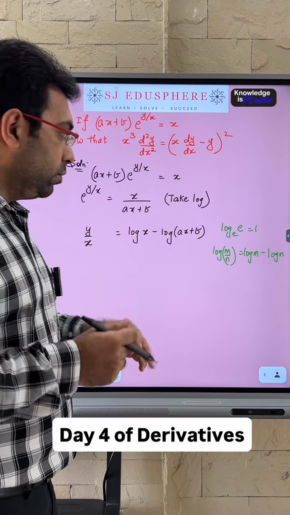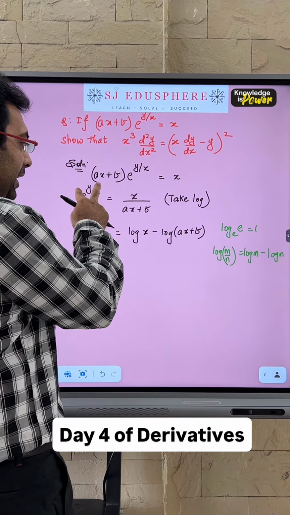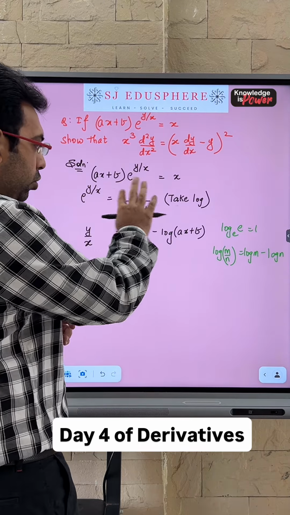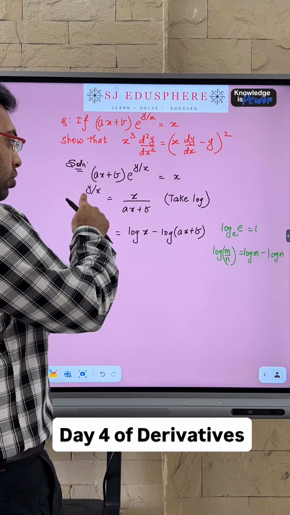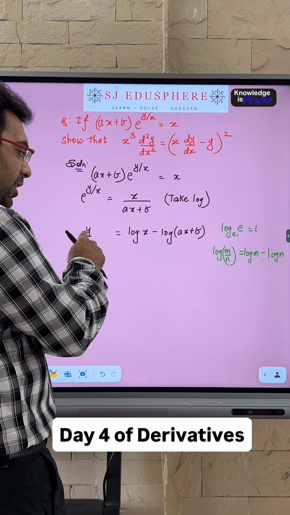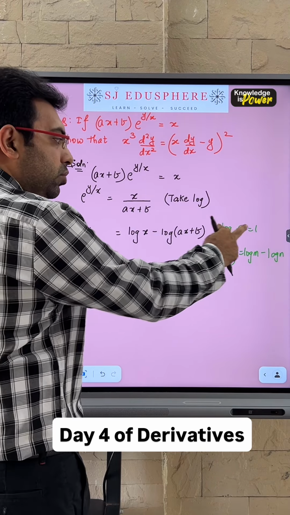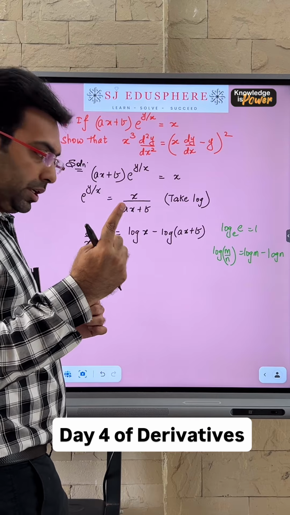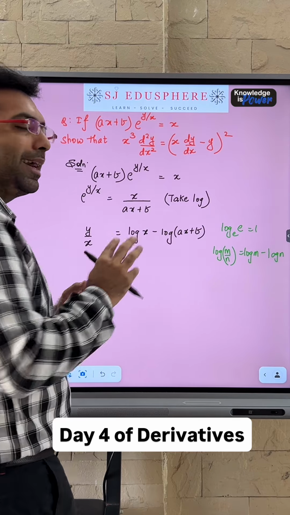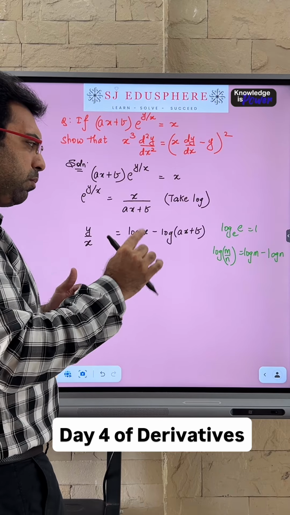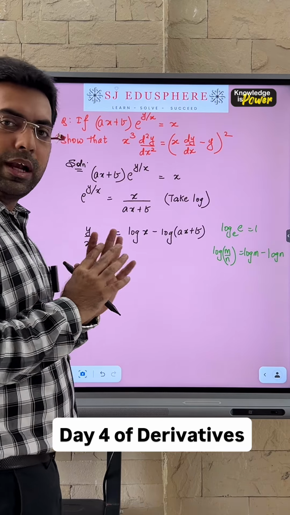So what do I do? I separate e raised to y upon x on one side and I throw the second variable on the right hand side. Next, I take log. So log m raised to n is n log m. Log e to the base e, students, we know is 1. And on the right hand side, log m upon n is log m minus log n. So step 1, log e, which was not required, is gone.